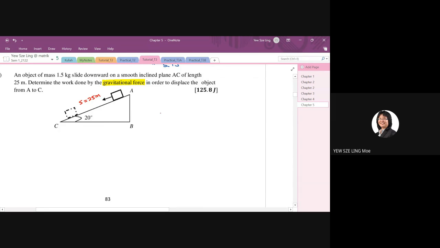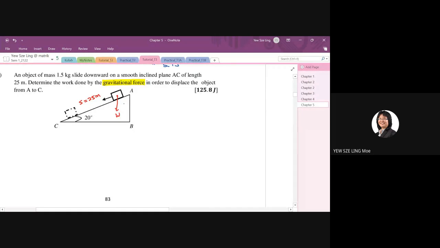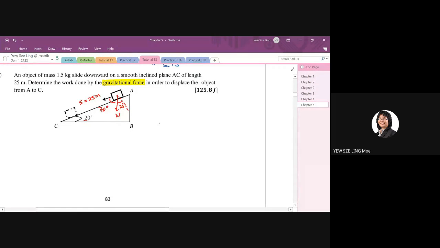You are not looking at the resultant force. You are not looking at every single component. You are just looking at the gravitational force, which is the weight of the object. So if you look at the diagram, weight is always pointing downwards. So this is the direction of weight. Then what is the angle between your S and your W? If you recall, this 20 degree given is the 20 degree for the Y component, beside the Y component, which means the angle between S and W is actually 70 degree.